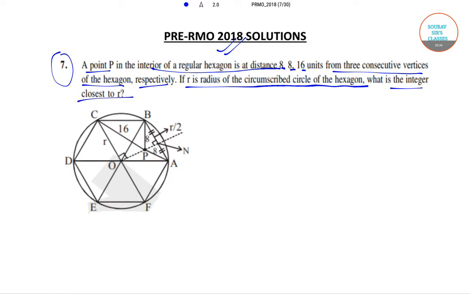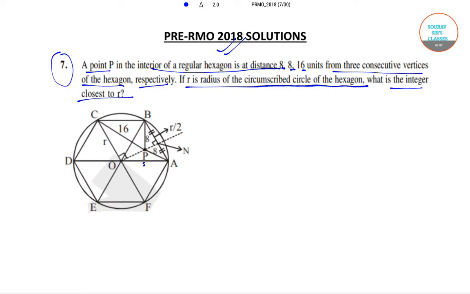So what we have been given is, from the diagram perspective, a hexagon A, B, C, D, E, F. Then we have a point P, as you can see over here. This point P is in the interior of a regular hexagon, and this point P is at a distance of 8, 8 and 16 units from the consecutive vertices of the hexagon.